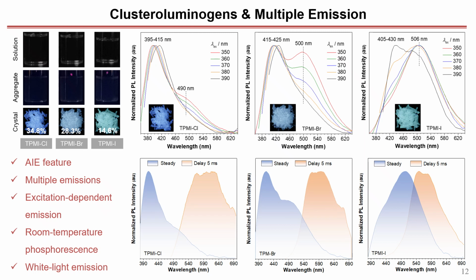Three compounds show the aggregation-induced emission (AIE) feature. They are non-emissive in solution but can emit visible light in the crystalline state. In the spectrum, they also show two fluorescent peaks within the visible light range, and the intensity ratio is excitation dependent. Besides, room temperature phosphorescence is also observed at about 600 nanometers.